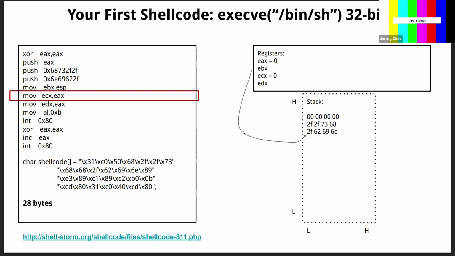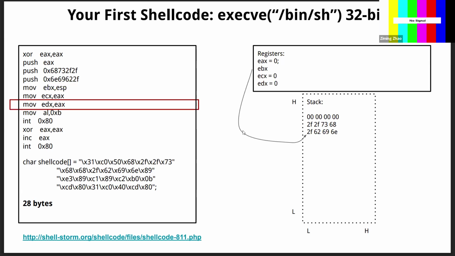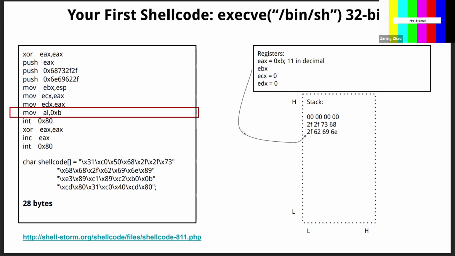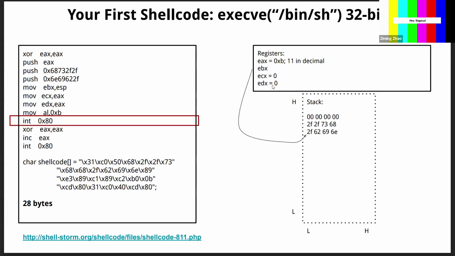Then ECX will have just 0, which is a null pointer. Then EDX is also 0. Then EAX is 11. So now we have EAX 11, the system call number. EBX points to the string, which is the path of the program we want to execute. Then ECX and EDX are for different parameters. We don't care, so we just set them to 0. Then we do the system call, execve. So now if this is successful, we should have a shell.